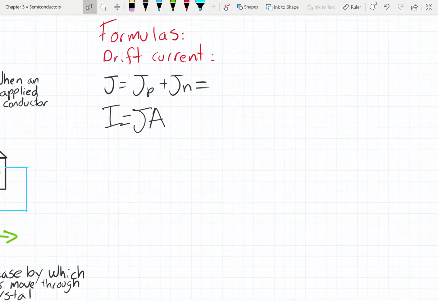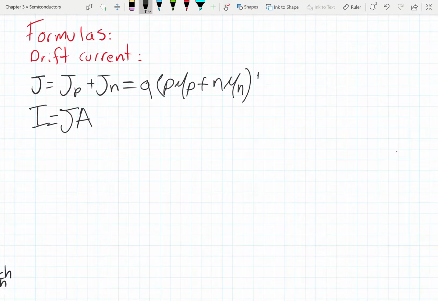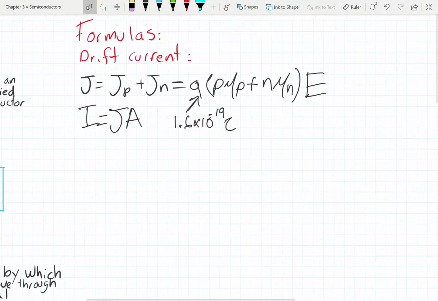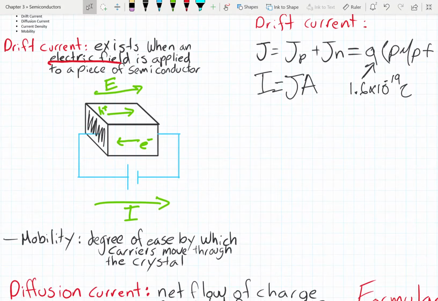And that can also be expressed as q, which is charge, times the hole concentration times a new concept, which is the mobility of holes, plus the electron concentration times the mobility of electrons, all times the electric field. This q right here is the electron charge, and we know that it is 1.6 times 10 to the negative 19 coulombs. We know the rest except for mobility. What mobility is, I have a definition right here: it is the degree of ease by which carriers move through the crystal.